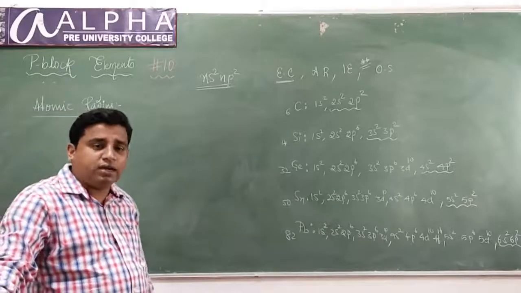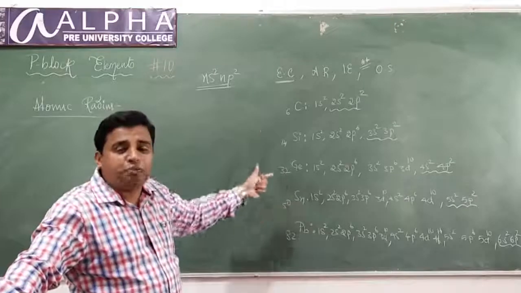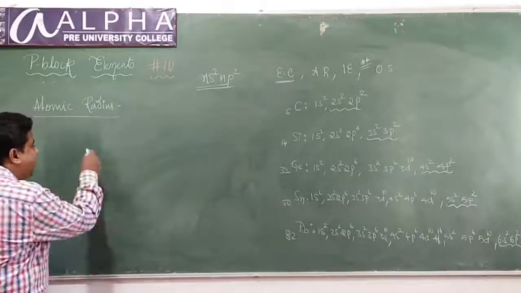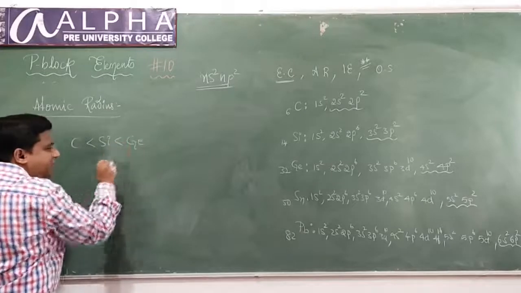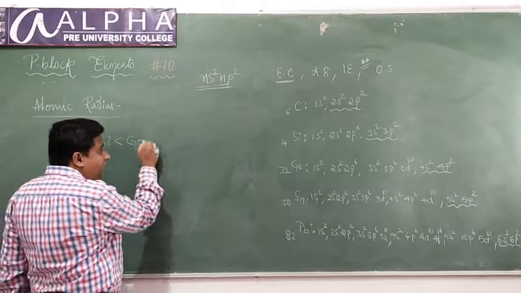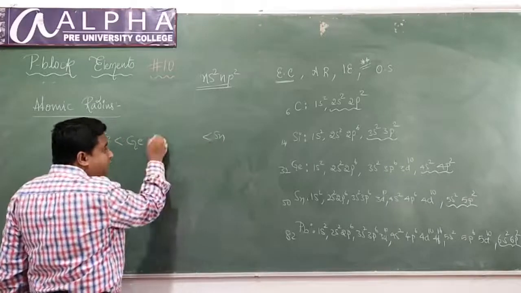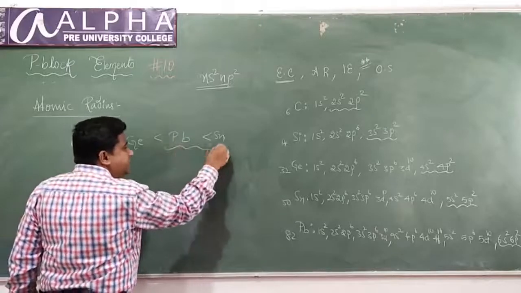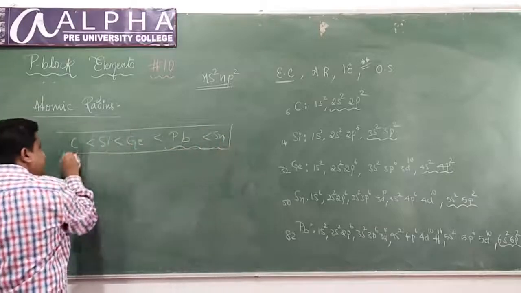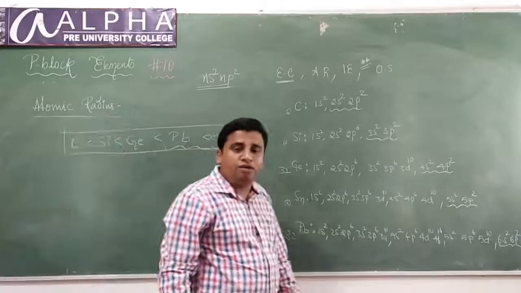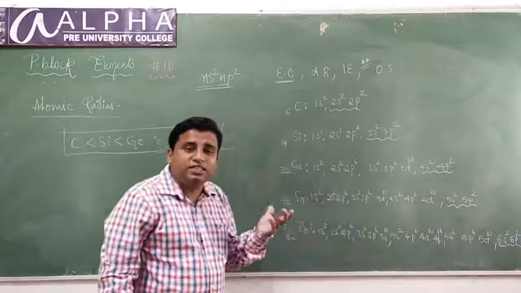I am telling you that atomic radius does not increase down the group as expected. No doubt atomic radius increases from carbon to silicon, silicon to germanium, and germanium to tin it should increase. Germanium to tin it will increase, but the atomic radius of lead is less than that of tin. Look here, this is the actual atomic radius of carbon family elements.